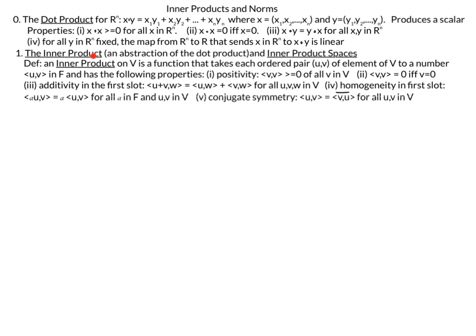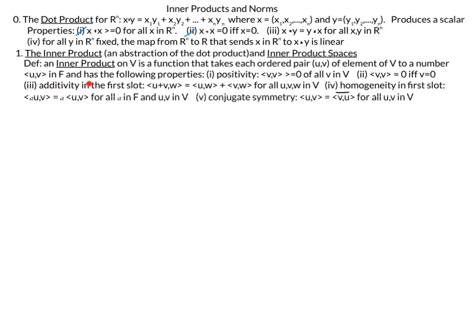We then define the inner product, which is an abstraction of the dot product. An inner product on V is a function that takes a pair of vectors in our vector space to a number in our scalar field F. We denote that number, the inner product, with these brackets. So this is the inner product of u and v. And the inner product has the following properties. Positivity: the inner product of v with itself is always greater than or equal to 0, and it's equal to 0 if and only if v is equal to 0. So very similar to the first two properties of the dot product, I'm just going to check them off over here.